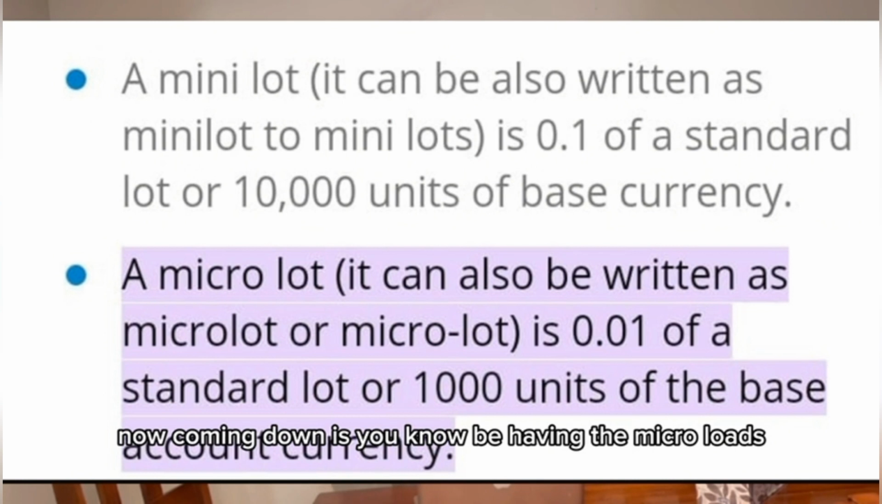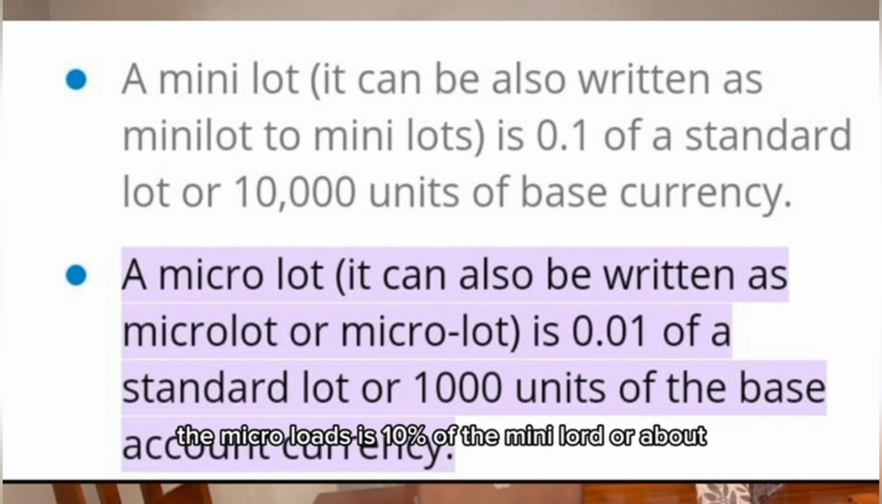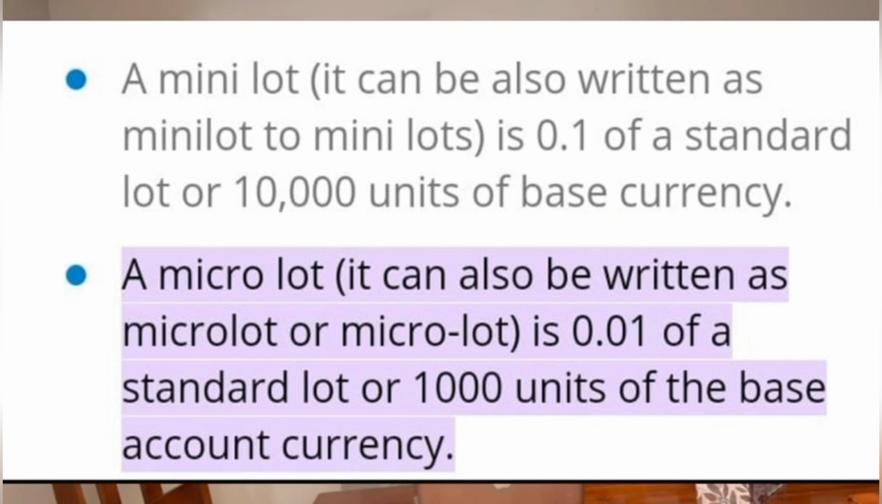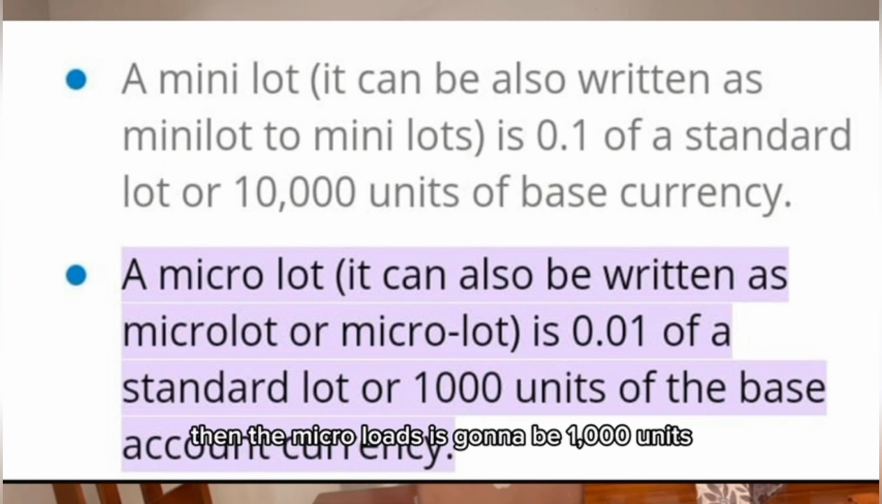Now coming down, you're going to be having the micro lot. The micro lot is 10% of the mini lot. So if the mini lot is 10,000 units, then the micro lot is going to be 1,000 units.